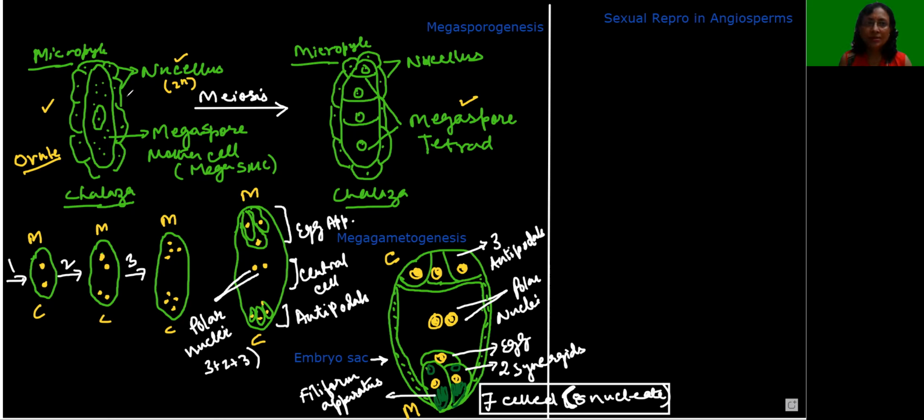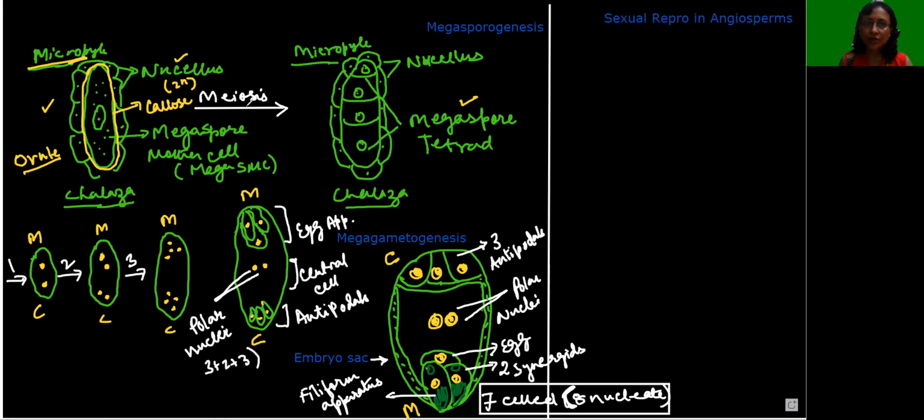Now what we need to understand is that this megaspore mother cell, which arises near the micropyle, gets surrounded by a special covering called callus, which is glucan in nature, and is ready for meiosis. It has a prominent, distinct nucleus and dense cytoplasm. It's a cell which is now ready for meiosis.